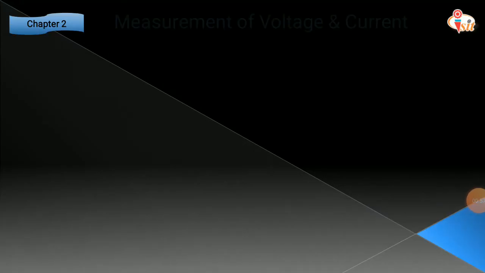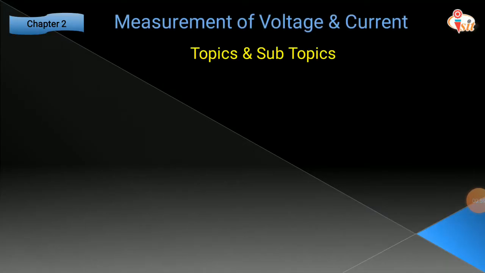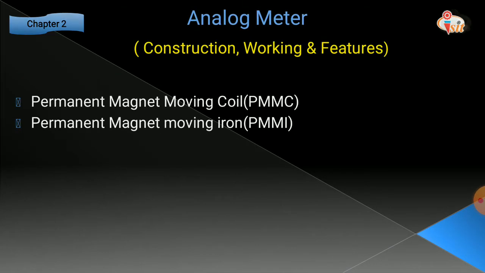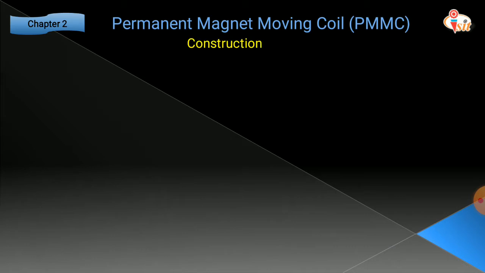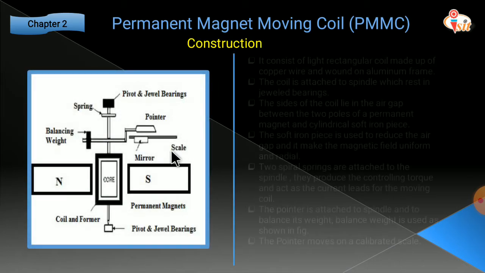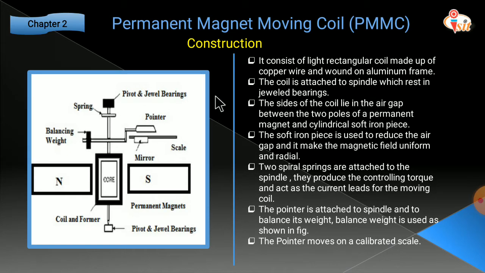This is a constructional diagram of permanent magnet moving coil. Here a rectangle coil is there. These are the two permanent magnets. The aim of these permanent magnets is what? To produce a magnetic field. This is the coil. This is the pointer which moves on the scale.